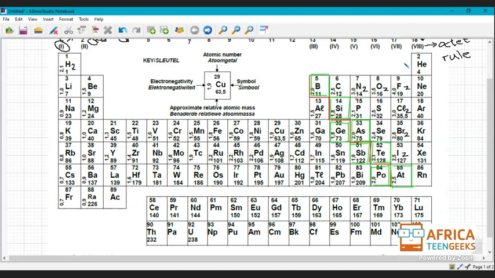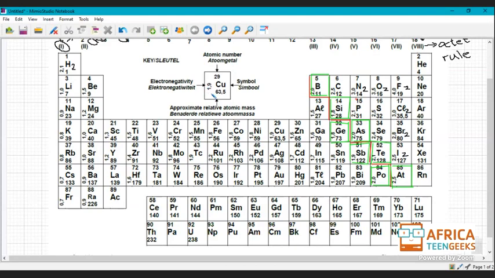So for me, it's always easy to remember that the noble gases' outer shell is full. There's no space for more electrons. And sharing and transfer of electrons is ultimately what makes things react. And that is why the noble gases don't react. Okay, let's get back to electronegativity.